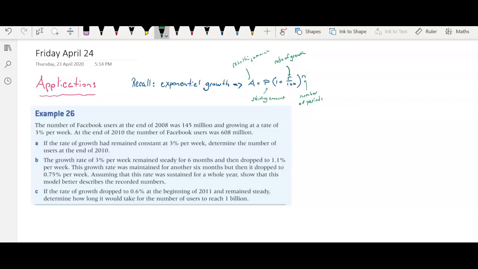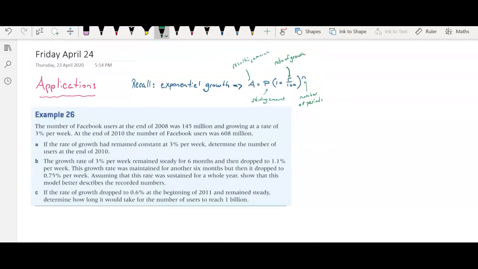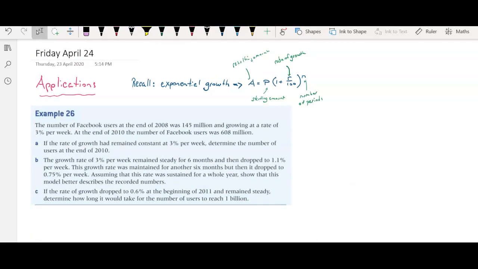Okay, in this screencast, we're going to look at applications of arithmetic and geometric series, how they can be used in answering context-style questions. Now, before we get stuck into a couple of examples, which I've pulled straight out of the textbook, but they're good examples, let's just recap what exponential growth is.